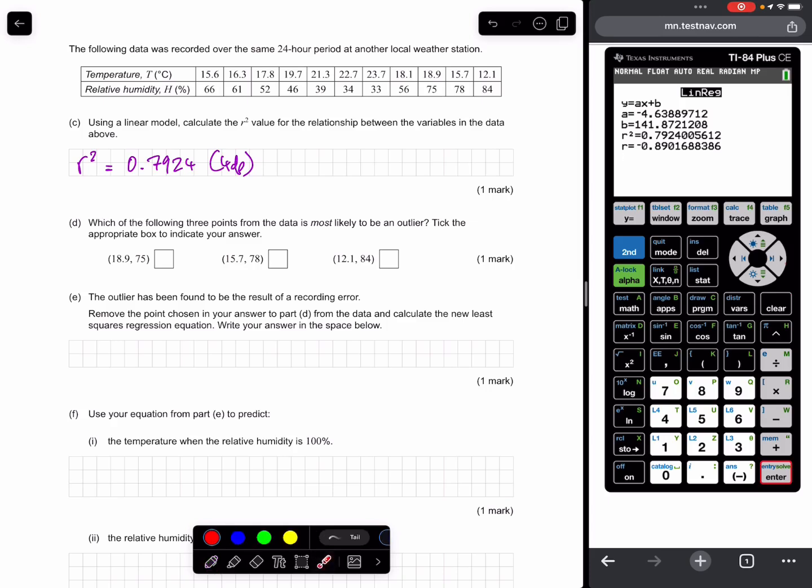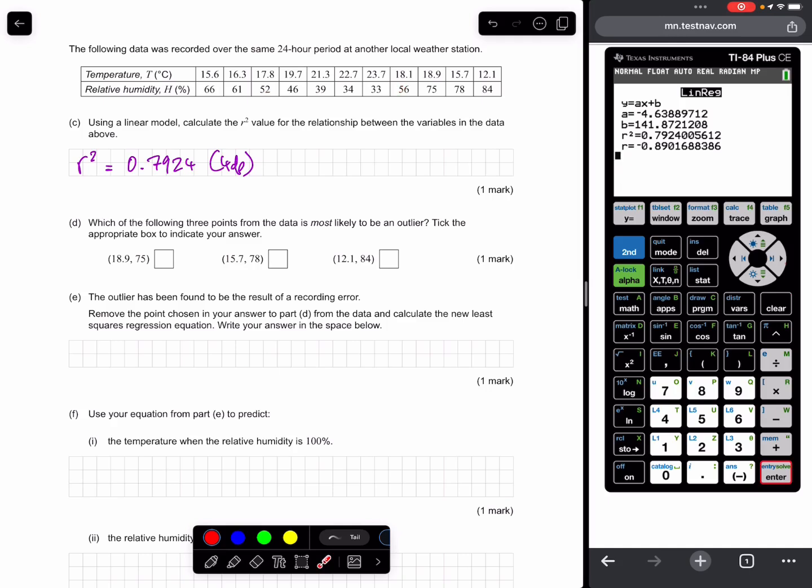I'd normally want to just draw this on a grid. What do we have here? 15 and 16, we're at 60, 17, 50. So almost like for every 1 the temperature goes up, it's going down by 10. So 18, start of 18 is 56, so that's still reasonable.